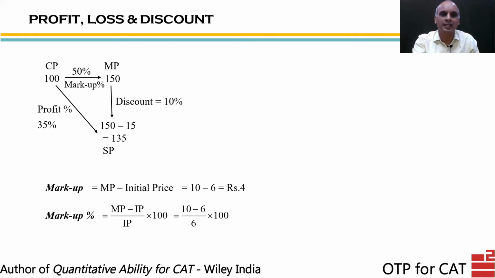Okay, so which in this case comes out to 10 minus 6 divided by 6 into 100. That is 66 2 by 3%. So in the case of pencil, the markup percent is 66 2 by 3% because the price was increased from 6 rupees, the cost price, to 10 rupees, which turned out to be the mark price. So when you do markup, you reach mark price. Mark price is also known as list price or tag price.